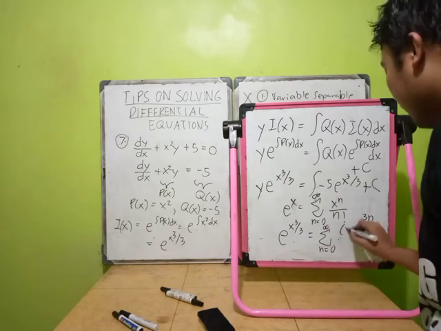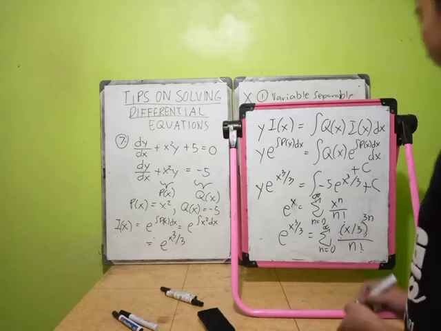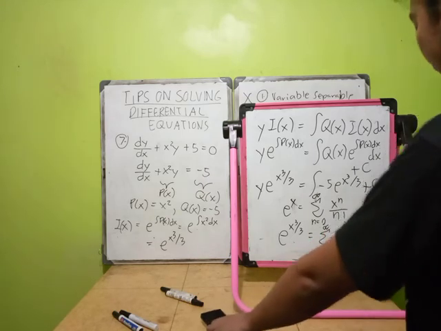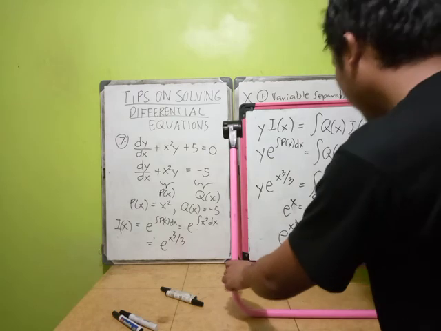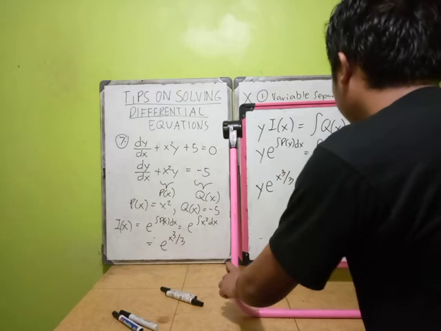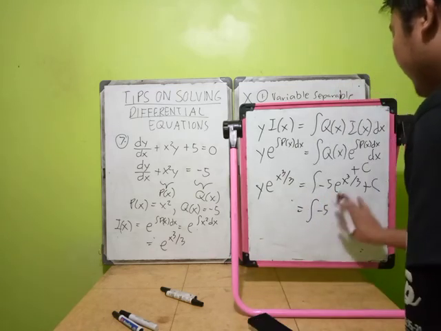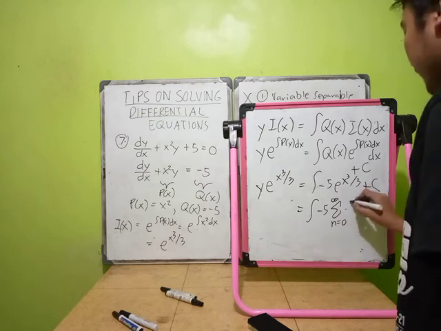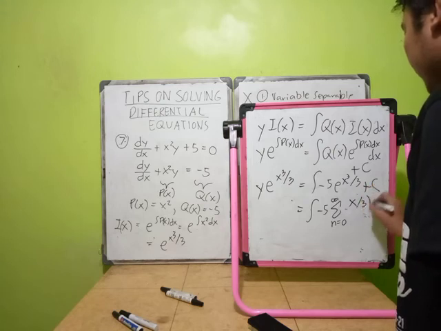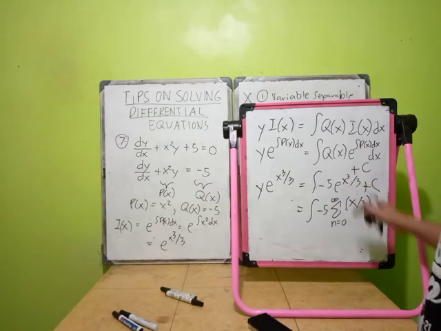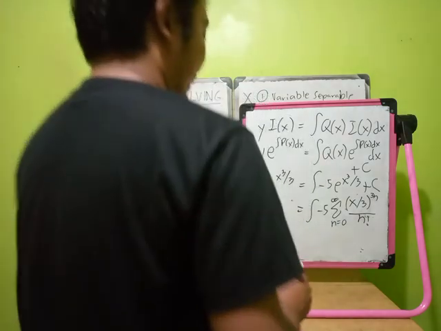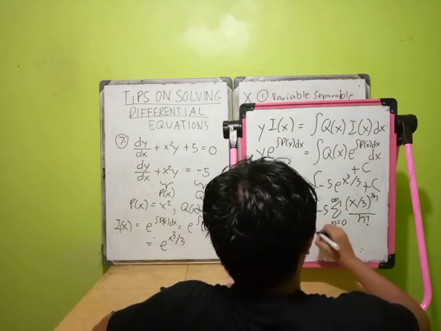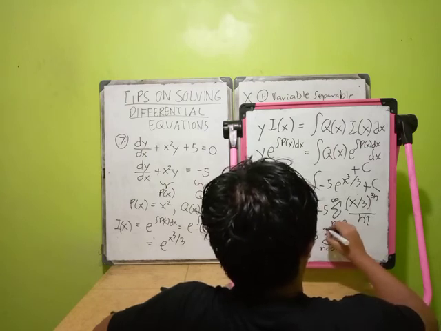Over n factorial. So when you integrate this, you can replace this one by this. Pasensya na. So it becomes negative 5 times the infinite sum from n equals 0 to infinity of x over 3 to the 3n, because it has a cube. The 3 in the denominator is a constant, over n factorial. So the result is y e to the x cubed over 3 is equivalent to negative 5 times the infinite sum from n equals 0 to infinity.